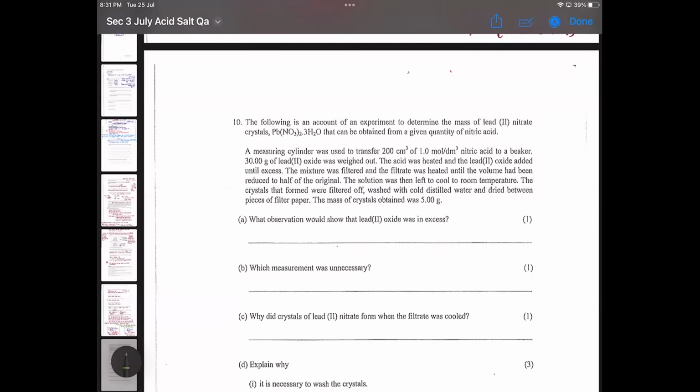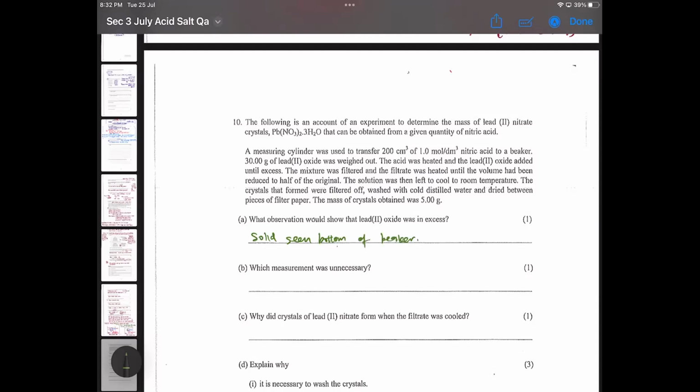So the question asks what observation will show that it's in excess. You can say that there's a solid that is seen at the bottom of the beaker. So this shows you that it is in excess.